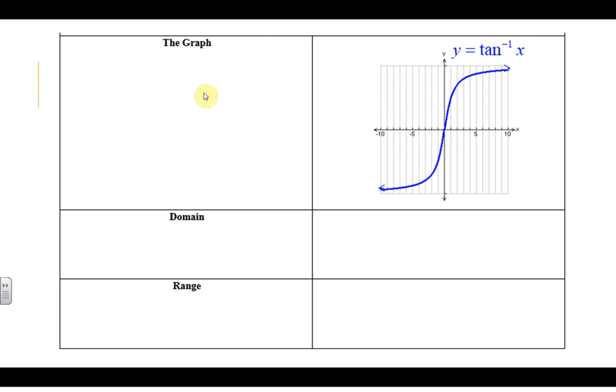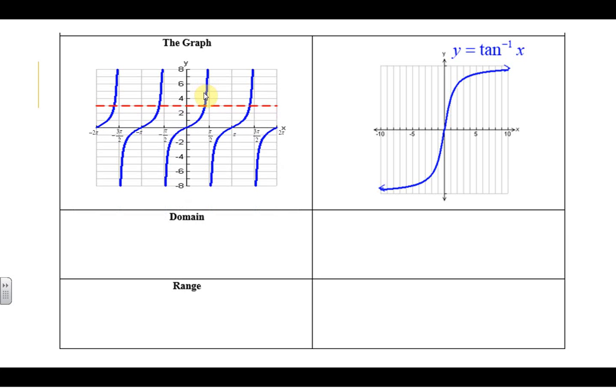Tangent's the funky one. The domain is no issue, because when you reflect this over the line y equals x, you get a line that snakes all the way to the right and all the way to the left, so domain is not an issue. But the range, again, will be from negative pi over 2 to pi over 2, because you want that one section, right here.